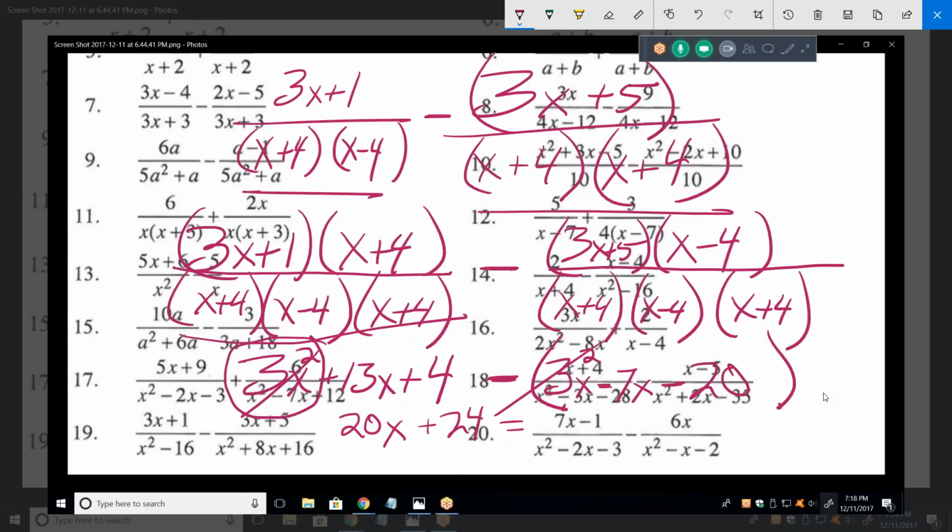20. What can you factor out of that? 2, and then 4. Yeah, 4. Leaving 4 times 5x plus 6, over our common denominator, right?